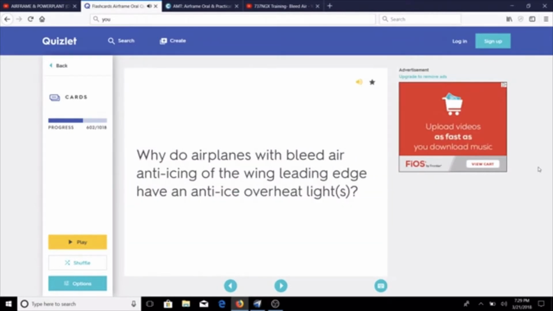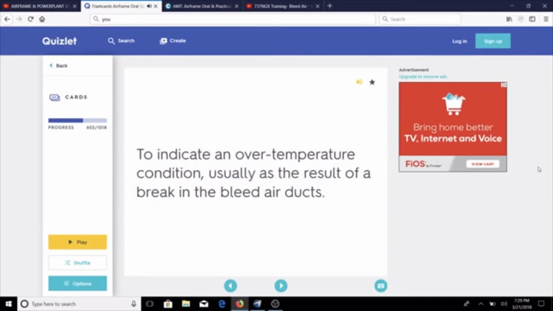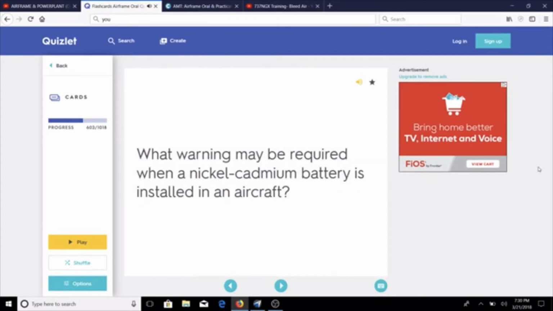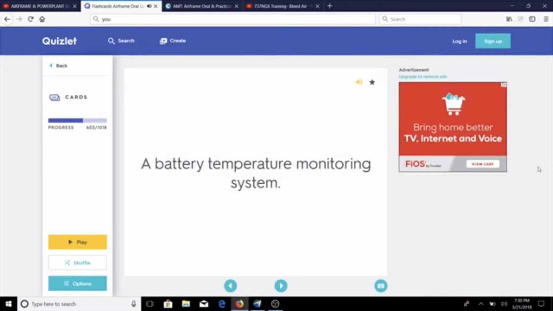Why do airplanes with bleed air anti-icing of the wing leading edge have an anti-ice overheat light? To indicate an overtemperature condition, usually as a result of a break in the bleed air ducts. What warning may be required when a nickel-cadmium battery is installed in an aircraft? A battery temperature monitoring system.